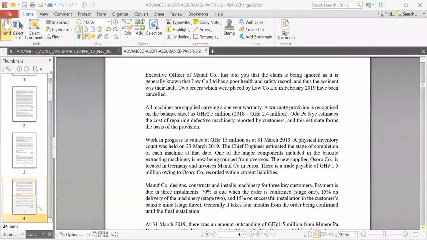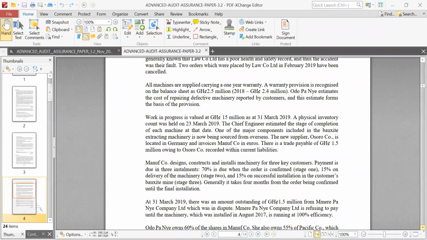Okay, sir. Manuf Co designs, constructs, and installs machinery for 3 key customers. Payment is due in 3 installments. 70% is due when the order is confirmed, stage 1, 15% on delivery of the machinery, stage 2, and 15% on successful installation in the customer's bauxite mine, stage 3. Generally, it takes 4 months from the order being confirmed until the final installation.